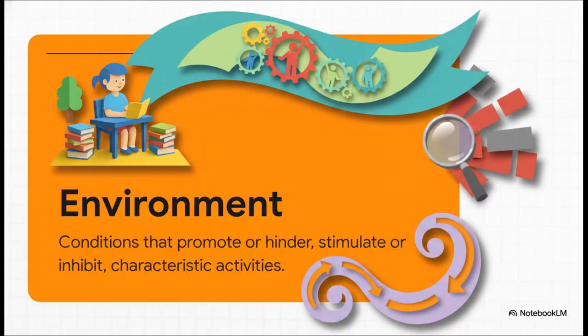Okay, normally when we hear the word environment, we just think of the physical stuff around us, the room we're in, the chair we're sitting on. But Dewey gives us a way more dynamic definition. He says your environment actually consists of those conditions that promote or hinder, stimulate or inhibit your characteristic activities. A rock doesn't really have an environment because a rock doesn't have activities. But for a living, breathing human, your environment is whatever you are actively interacting with.